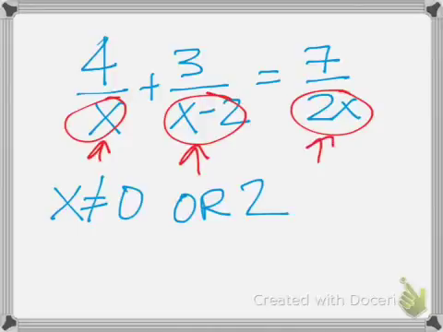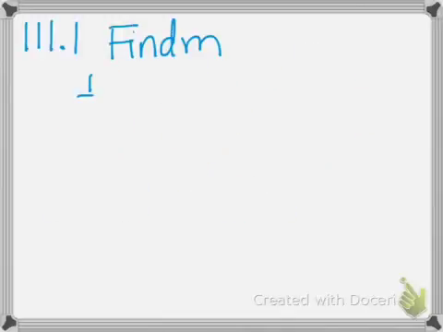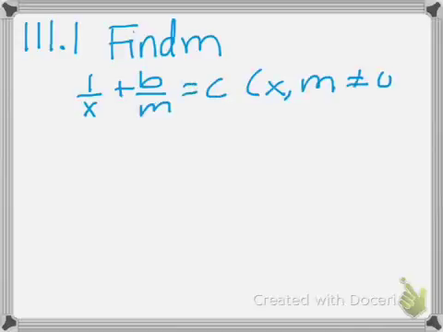And then same thing here, x cannot be equal to 0. And that's just going to come when they give you the problem. They'll give you the equation and then they'll say x is not equal to 0 or 2, and that's just what that means. So let's do an example.